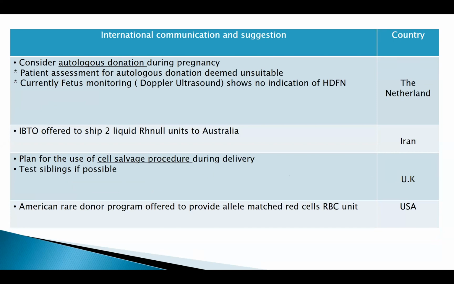At the IBTO, we have access to 3 D-negative donors, which we offered to ship to Australia for the patient. That was another consideration for support. Another suggestion was using a cell salvage procedure during the pregnancy, and testing the siblings of the patient. The American Rare Donor Program also offered to provide allele matched red blood cells.